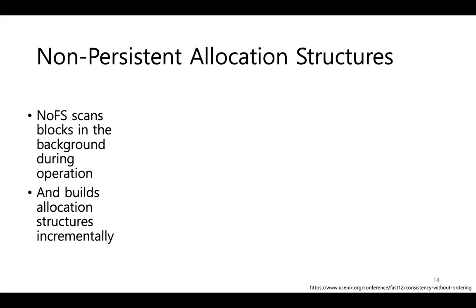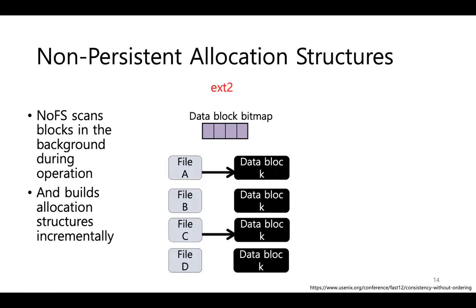So what they do in NoFS is they don't persist the allocation structures, they're just entirely in memory. During file system operation, we have a background scan, which builds the structures incrementally. If we take, for example, ext2, at the beginning when we reboot, we would scan the file system. We have files on the left here and data blocks on the right. And if a file points to the data block, we mark this block occupied in the data block bitmap.